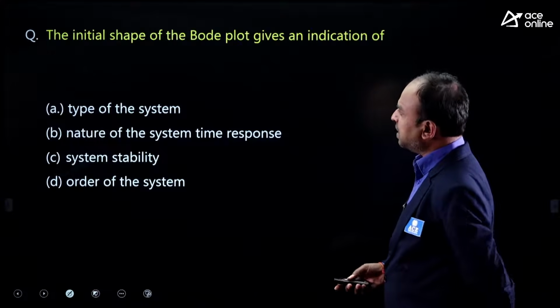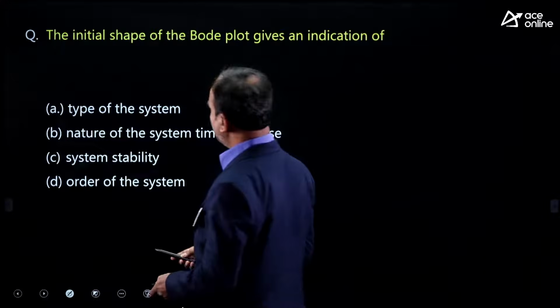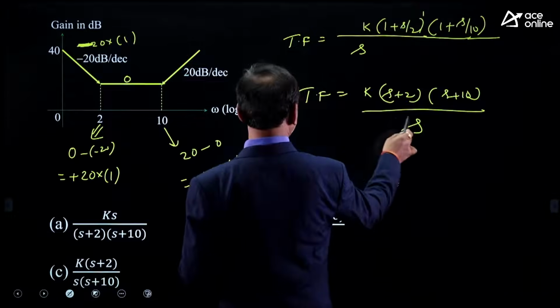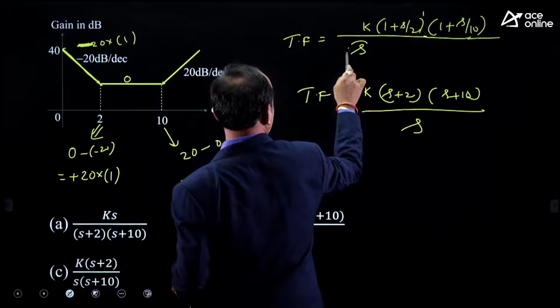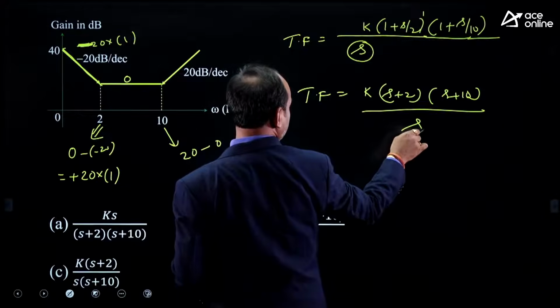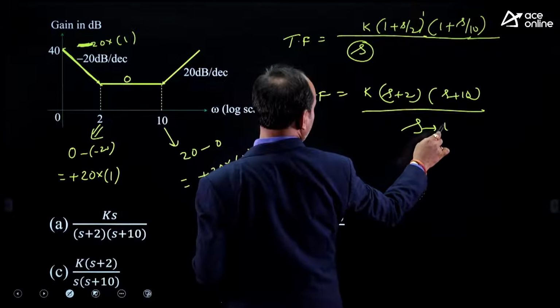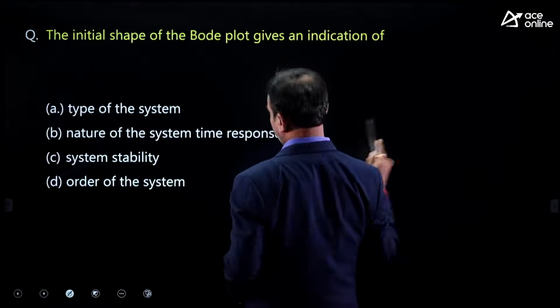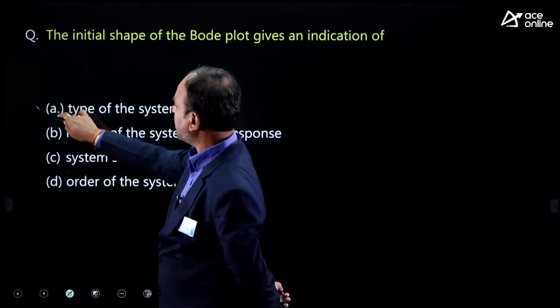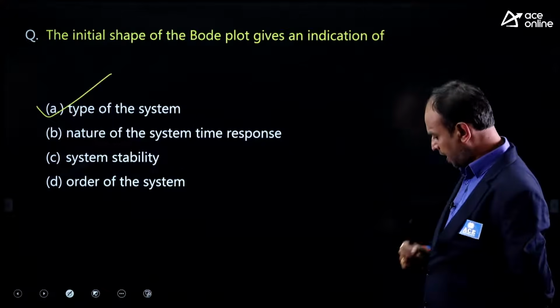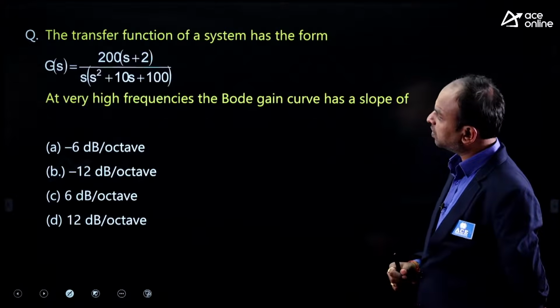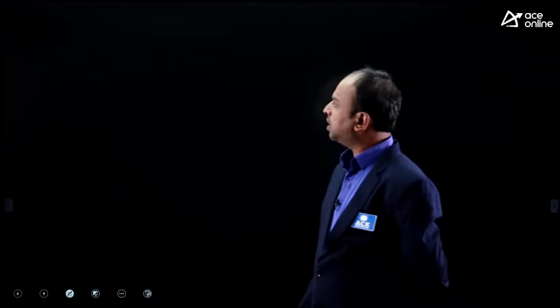Now, the initial slope of the Bode plot gives what? Initial slope means what, dear? Because of the initial slope, we have written this S. The number of poles at origin indicates the type of the system. So from the given options, the initial slope indicates the type of the system. Good.